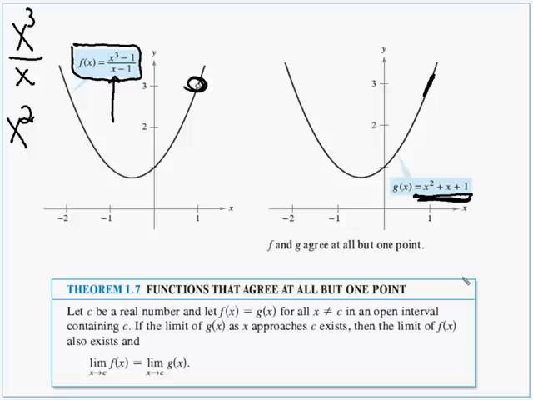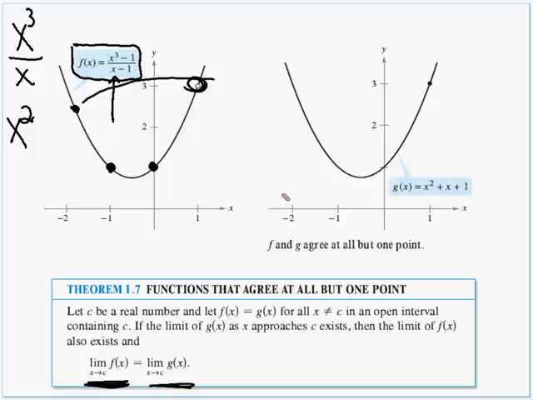And I recopied theorem 1.7 here again. The limit as x approaches c of each function, f of x and g of x, are the same because they're the same everywhere else. Here at -1, we're on the exact same point of the graph. At x equals 0, we're crossing the y-axis at 1. Every point on each graph has a corresponding point on the other.